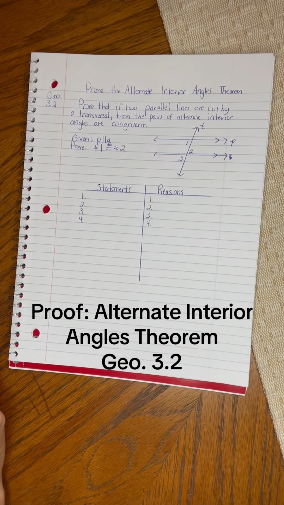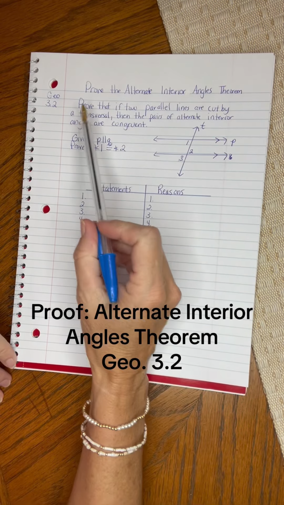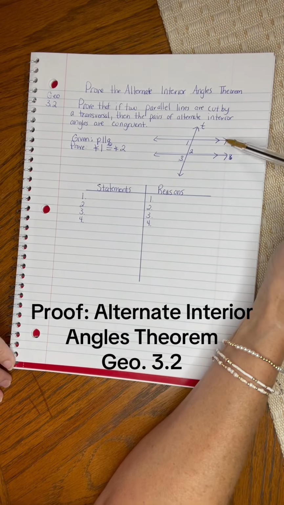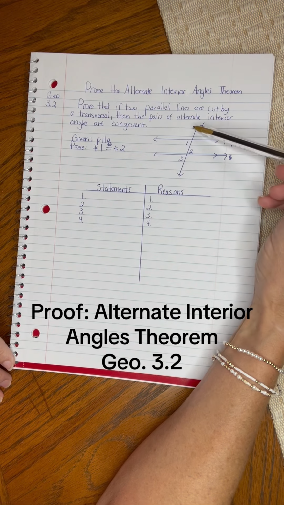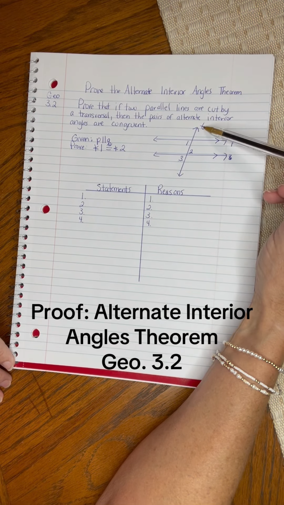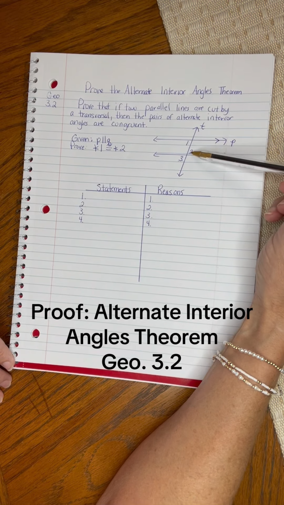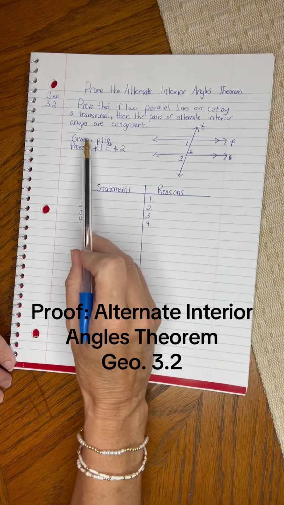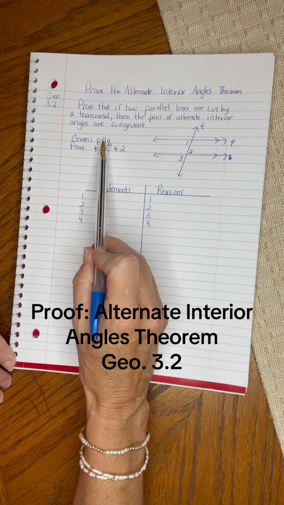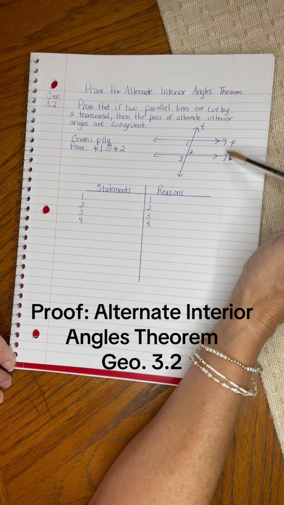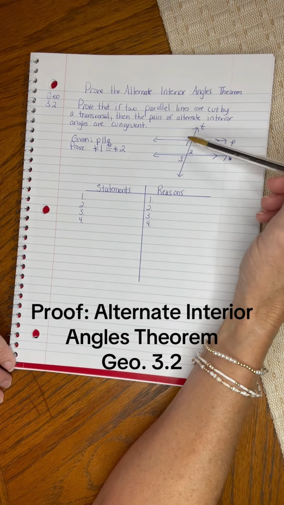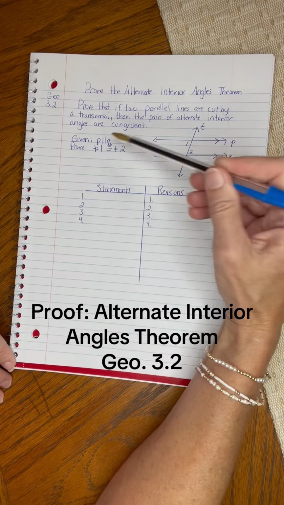Let's prove the alternate interior angles theorem. Prove that if two parallel lines, there's P and Q, are cut by a transversal, that's T, then the pair of alternate interior angles, that's 1 and 2, are congruent. So we're given that P is parallel to Q, that's the symbol for parallel. There's the symbols. Prove that angle 1 is congruent to angle 2.